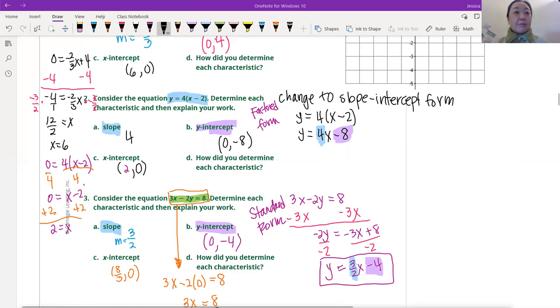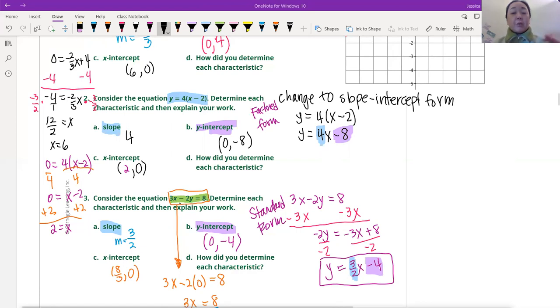And then all we have left, the 4's cancel out. So all we have left is x minus 2. And then at this point, we're just going to add 2 to both sides to get rid of that minus 2. Because minus 2 plus 2 is 0. And then all we have left is just the x, and then 0 plus 2, which is 2. So we know that x is equal to 2. So that's where we get the x-intercept right there. All right.